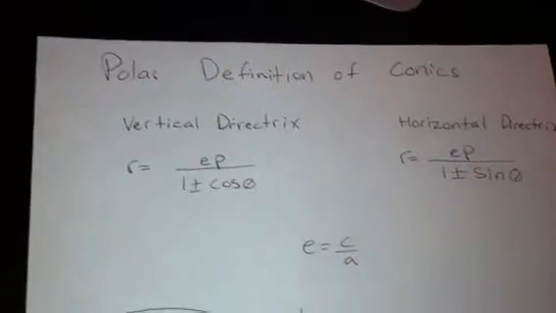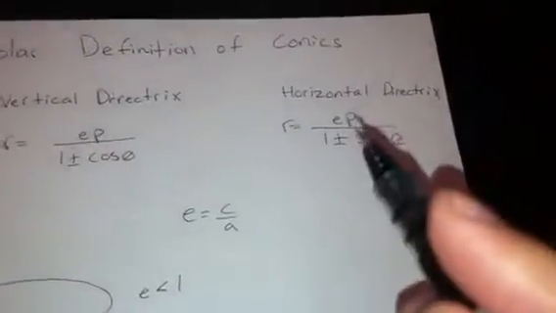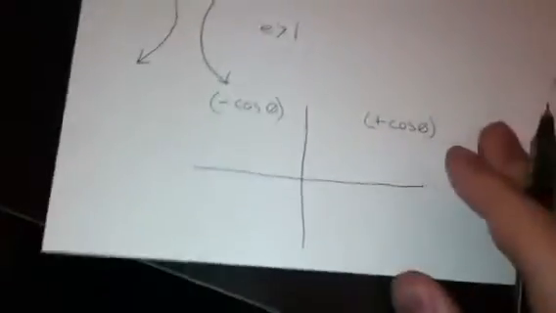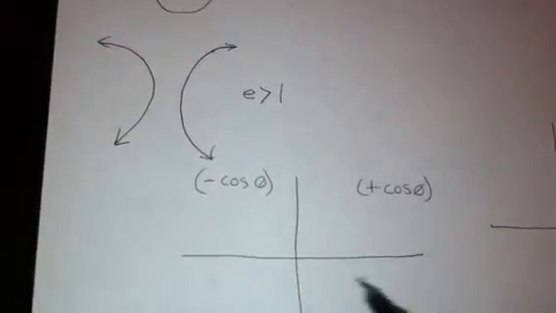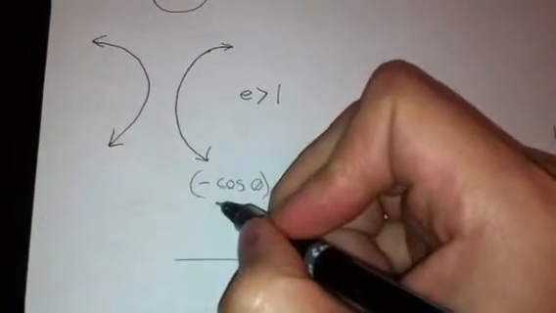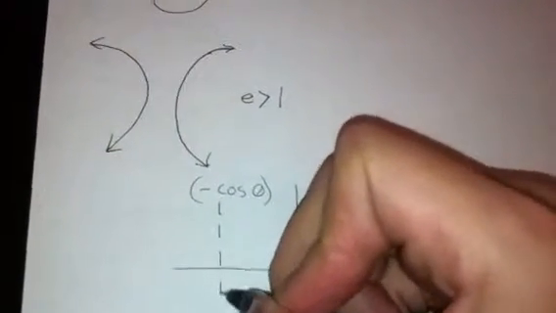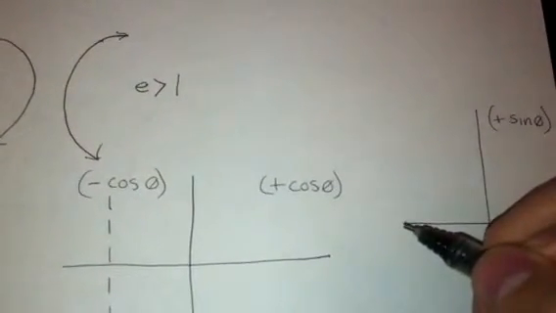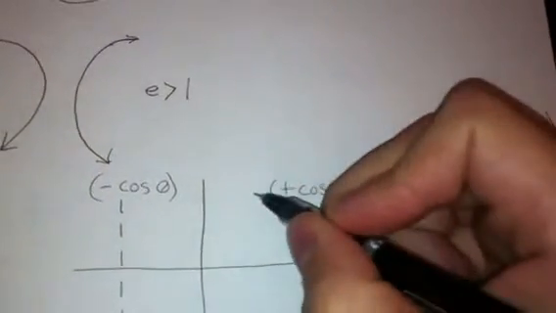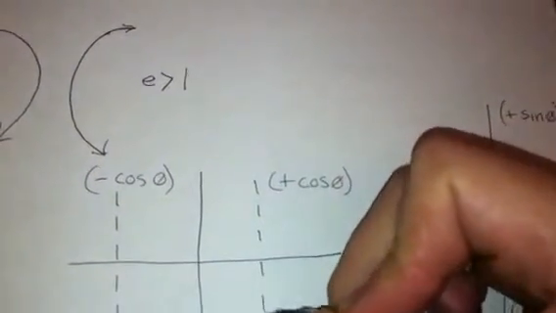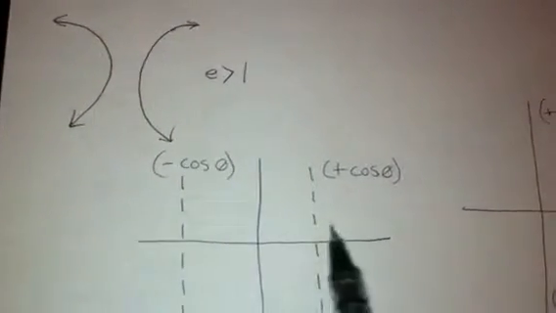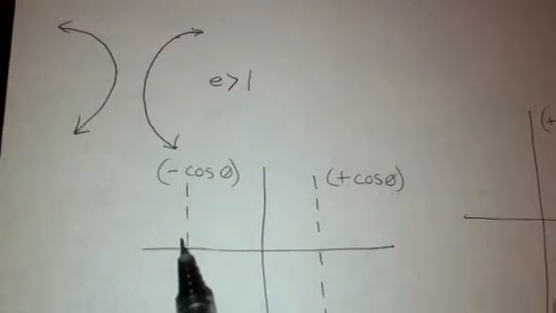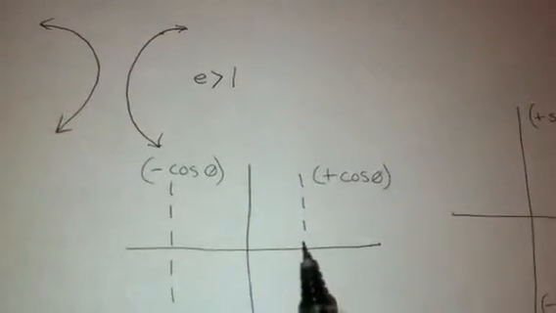So we have a horizontal directrix over here and a vertical directrix here. So when we're looking at what that means on our graph, if we have a negative cosine in the denominator, we're going to have a vertical directrix where we have negative values of x. And then if we have a positive cosine, then we're going to have a vertical directrix where we have positive values of x. Right? So we're shifting our directrix in a horizontal fashion. So if it's negative, it's on the negative side. If it's positive, it's on the positive side.